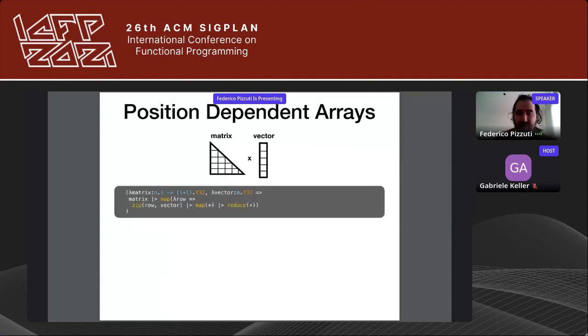How do we use it? This is position-dependent arrays. Very much the same. We have to, of course, update the type. So, for example, if we're doing a sparse matrix vector multiplication, we change the type of our matrix to use this new formulation. But we pretty much leave the rest untouched.